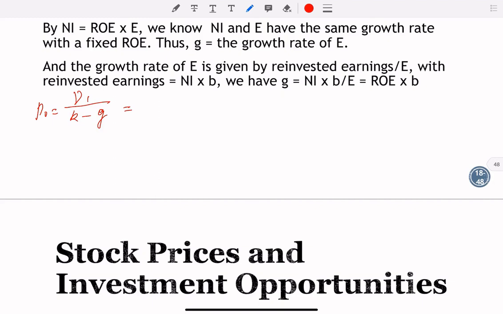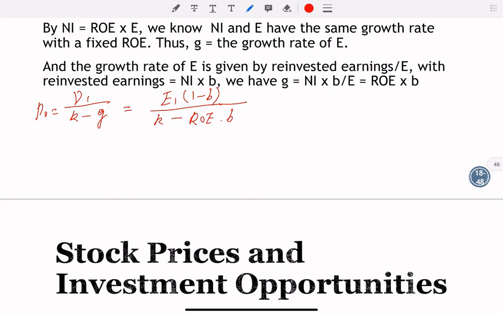G equals ROE times B. Again, B refers to the plowback ratio. Now, D1, which is the dividend in the next period, equals earnings times 1 minus B. Because B is the plowback ratio, 1 minus B gives you the dividend payout ratio. So the dividend payout ratio times earnings gives you the dividend. That's why D1 equals E1 times 1 minus B.